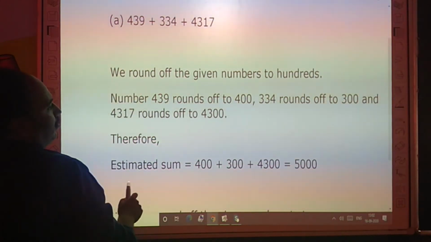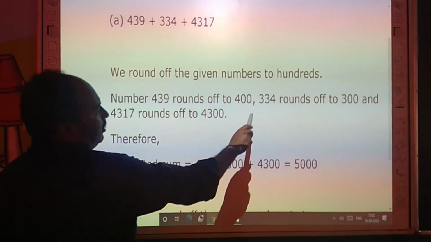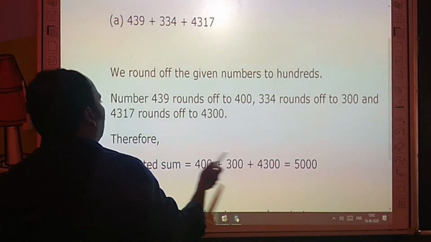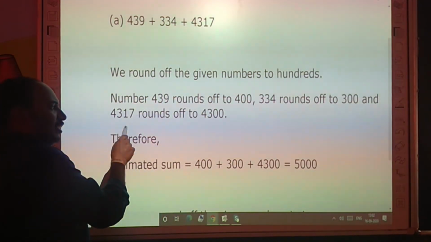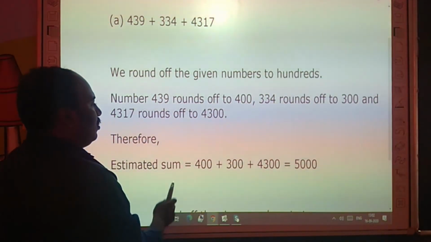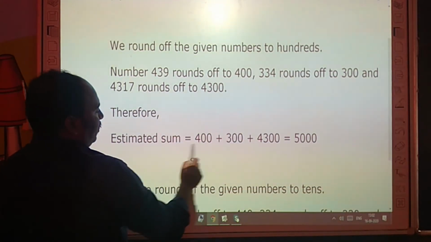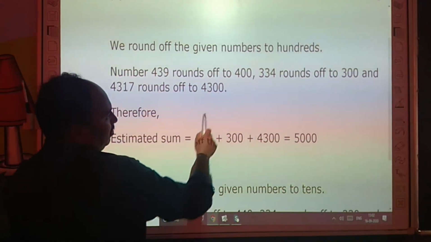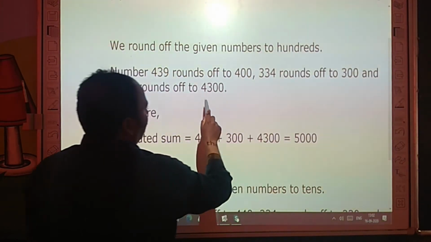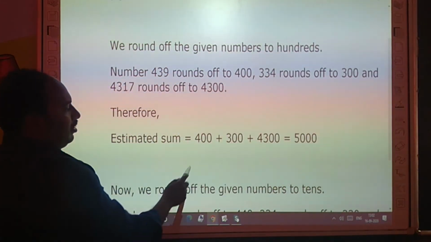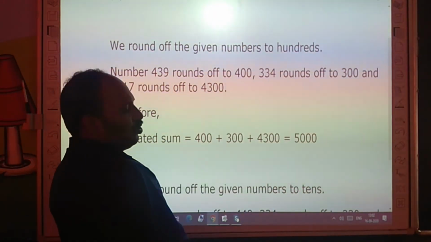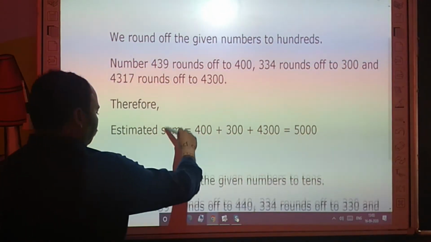439 rounded value is 400. 334 rounded off to 300. And 4370 rounds off to 4300. So we add three numbers. The estimated sum is 400 plus 300 plus 4300, which is 700 plus 4300, equal to 5000.